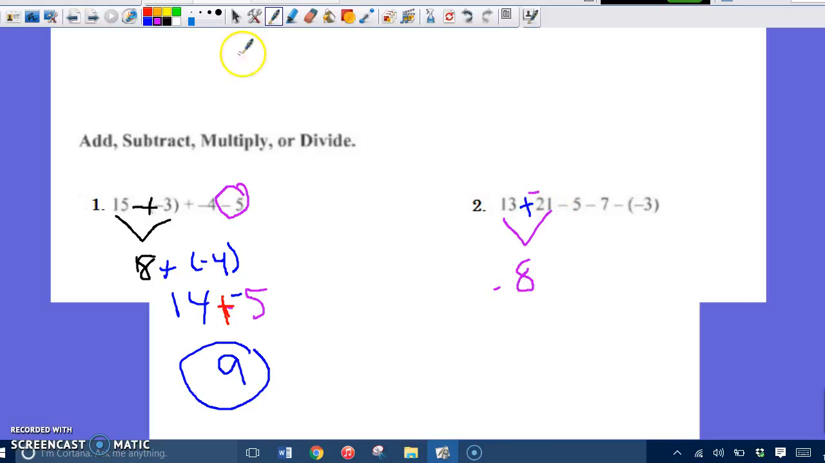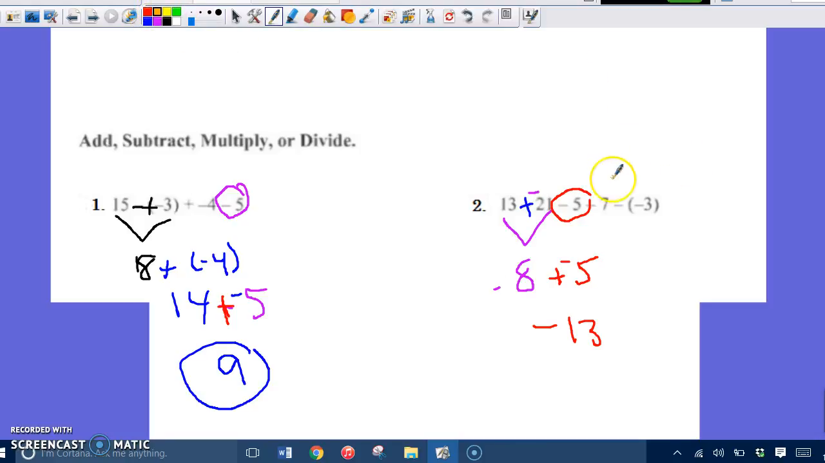Okay? I'm going to bring down the next part, which is negative 5. Bring it right down. And of course, what I end up doing is change it to an addition, change the sign of the second number. A negative 8 plus a negative 5. A negative plus a negative is a negative answer. Just add them together. 8, 9, 10, 11, 12, 13.